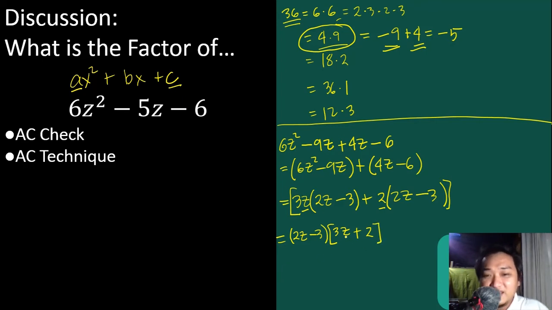Okay, so para hindi naman masagwa tingnan or hindi masyadong nakakatakot tingnan, what is this? Palitan natin yung bracket, gawin nating parenthesis. That will be 2z minus 3 times another quantity which is 3z plus 2. Okay, so the factor of 6z squared minus 5z minus 6 is equivalent to the quantities 2z minus 3 and 3z plus 2.